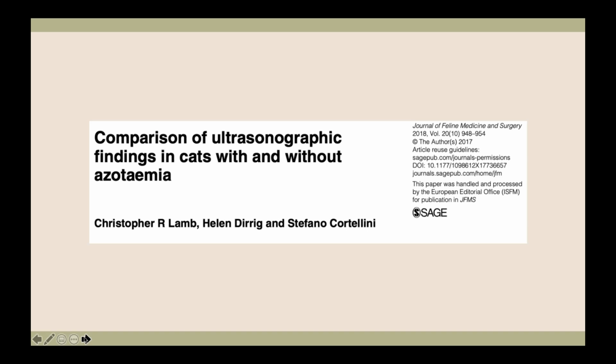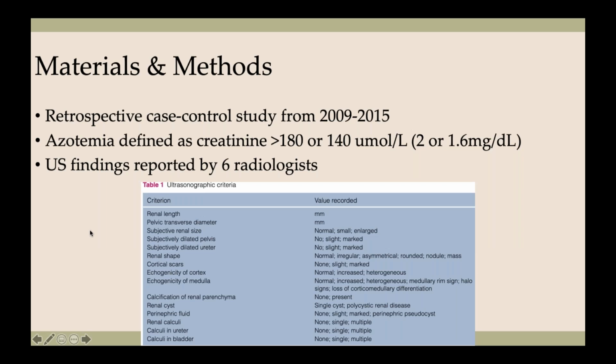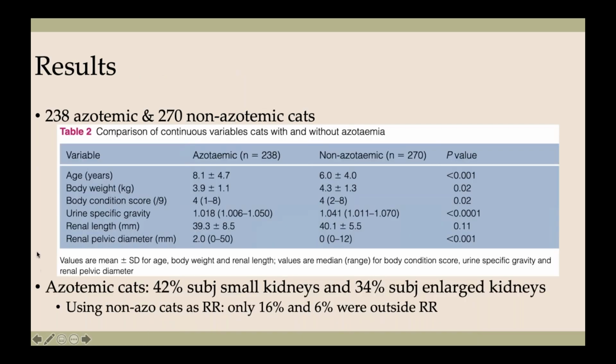So this first one was from 2018 from Lamb and colleagues looking at ultrasound findings of cats that were azotemic and not. And it was a retrospective case control study, went over about a 6-year time period. Depending on what blood machine they were using to measure creatinine, it had a creatinine, I'm going to continue with US units, that was greater than 2 or 1.6 milligrams per deciliter. And there were 6 different radiologists that were doing the scans during that time. This is just a table of what they were actually looking at in terms of the measurements of the kidneys and what to look for.